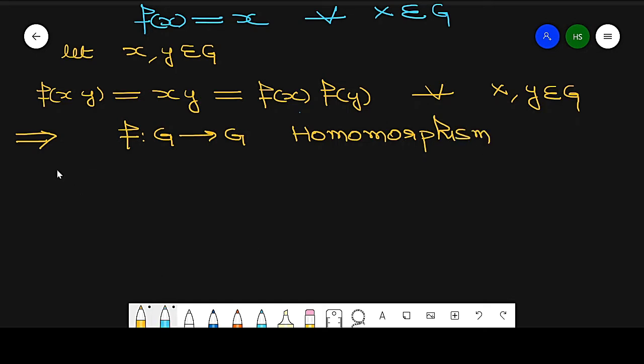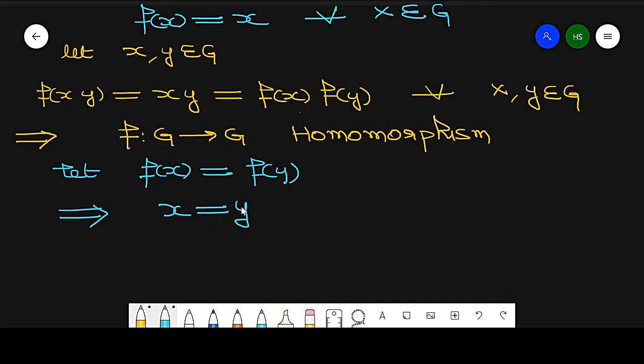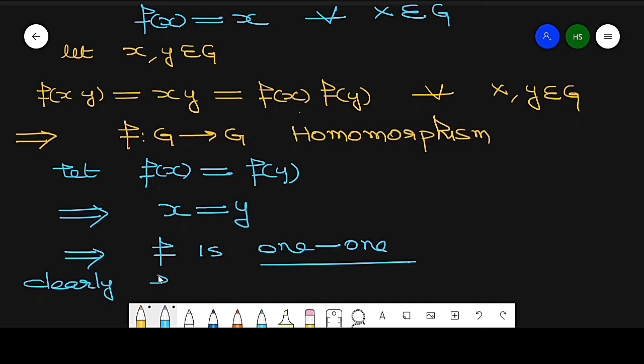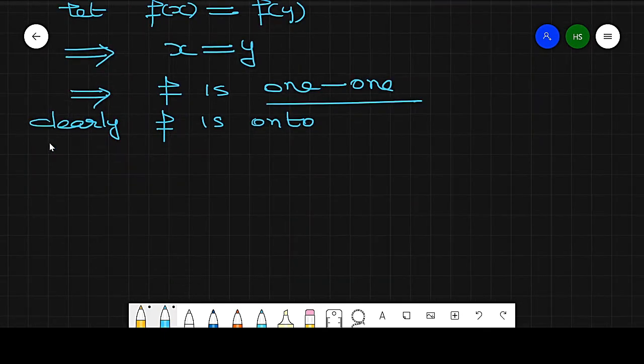Now second is one-one. To prove one-one, let f(x) equal f(y). What does it imply? It implies x equals y, because its value is x and its value is y. So this mapping f is one-one. Now the third property is onto. Clearly this map is onto because for every element x there exists an element x, so every image has a pre-image. So clearly f is onto. So it means f is one-one, onto and a homomorphism.